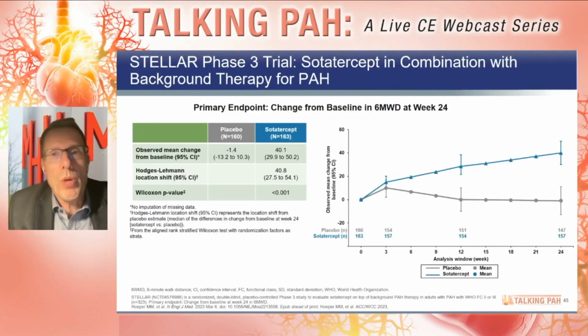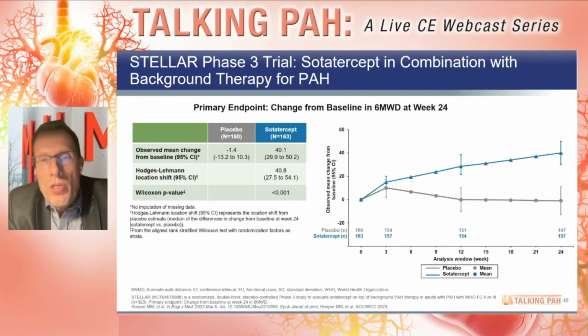But still, what we have is data from randomized clinical trials. The phase 2 studies data have been published 2 years ago, and very recently the phase 3 data from the STELLAR study have been published. And in the STELLAR study, the primary endpoint was the change in 6-minute walk distance from baseline at week 24. And you see here that sotatercept in patients with PAH, most of whom had been pretreated with 2 or 3 compounds, 6-minute walk distance improved by about 40 meters from baseline.